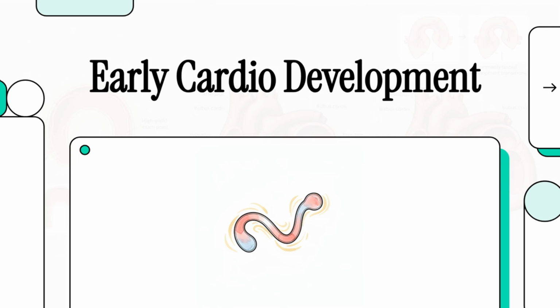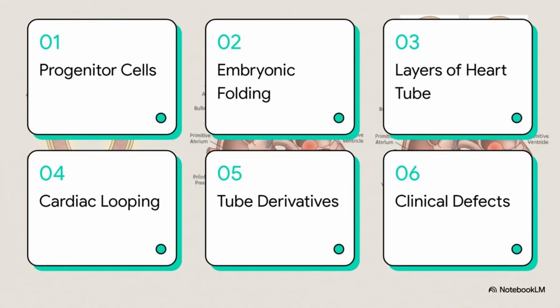By building a step-by-step, highly board-relevant visual roadmap of early cardiovascular development, we're going to uncover the exact origins that are absolutely crucial for your upcoming exams and, of course, your future clinical practice. To organize our timeline, we're going to follow a strict chronological menu today.